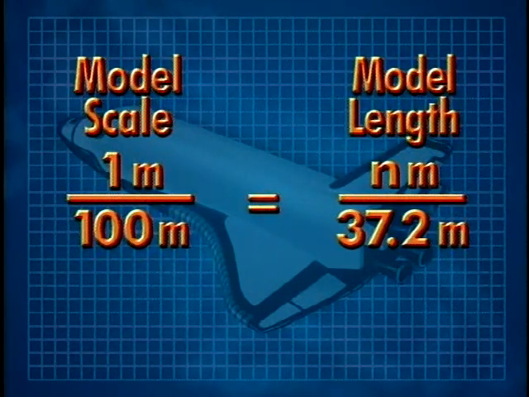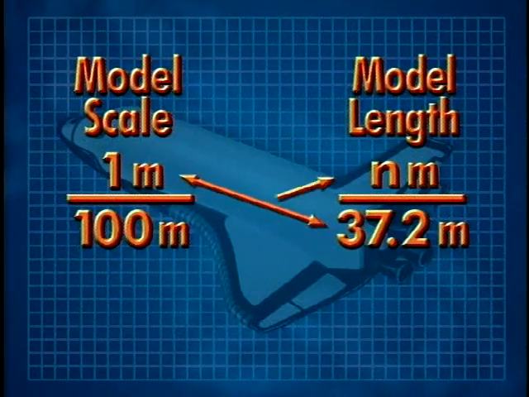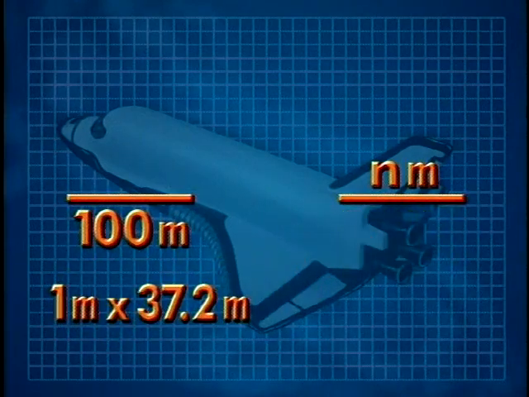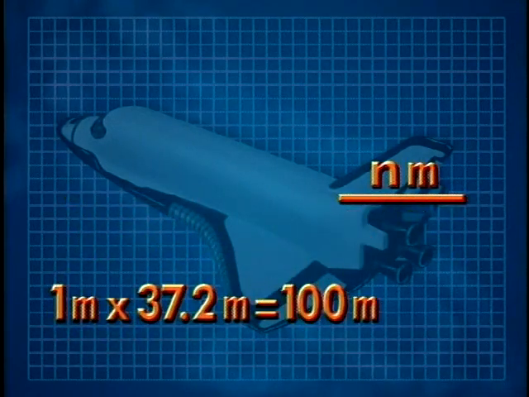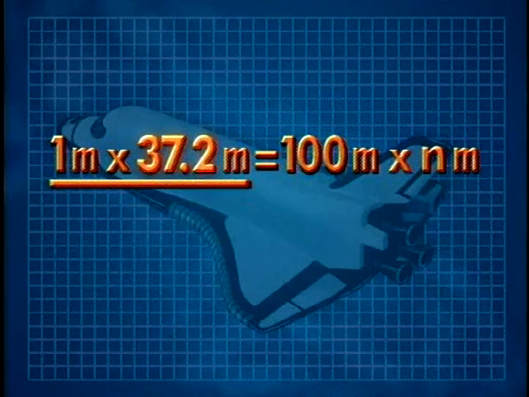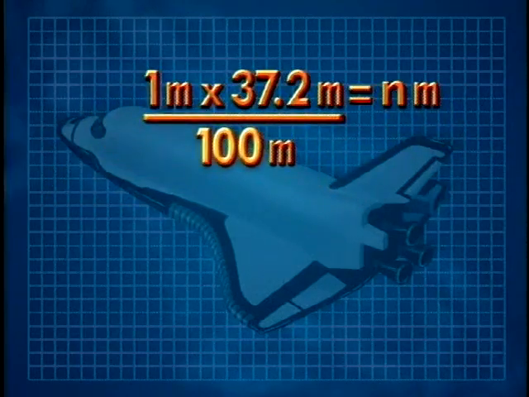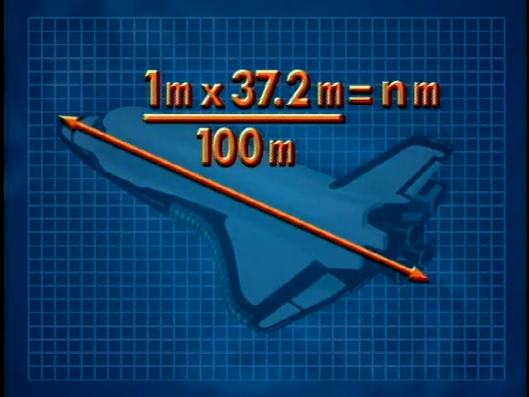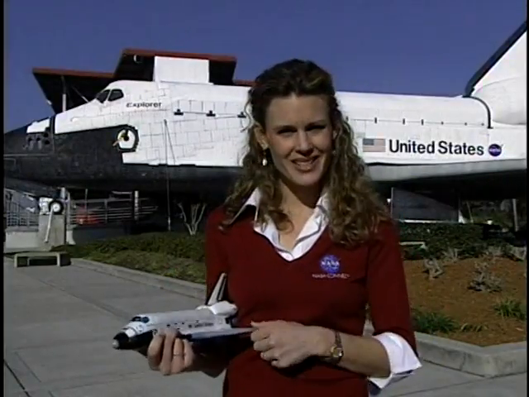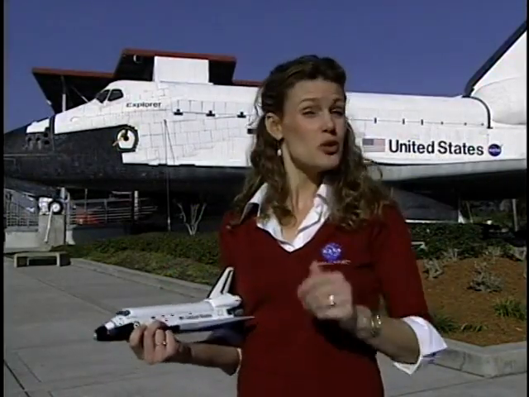Now remember, in a proportion, the cross products of the two ratios are equal. We write the cross product as 1 meter times 37.2 meters equals 100 meters times n meters. Dividing 37.2 by 100 gives us the length of the shuttle model, which is 0.372 meters, or approximately 14.5 inches. Well, that wasn't too bad, was it? Do you think you can handle the other two dimensions?